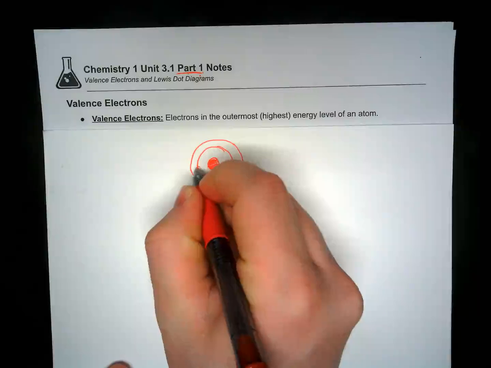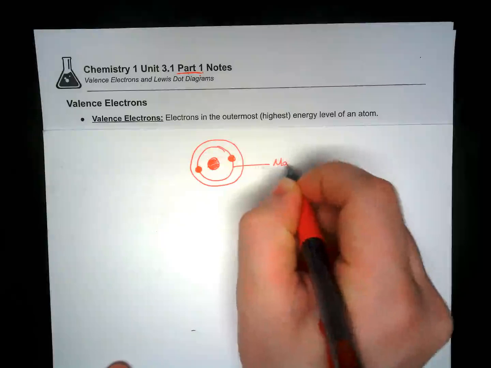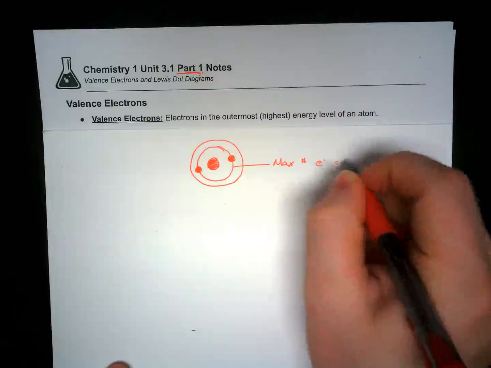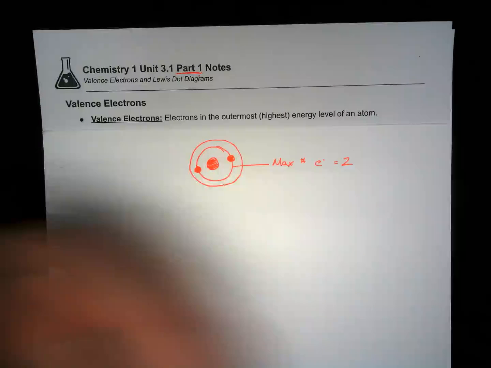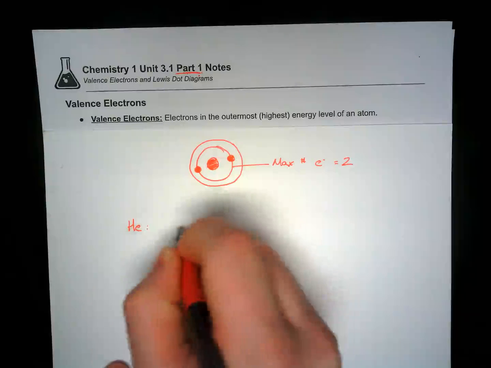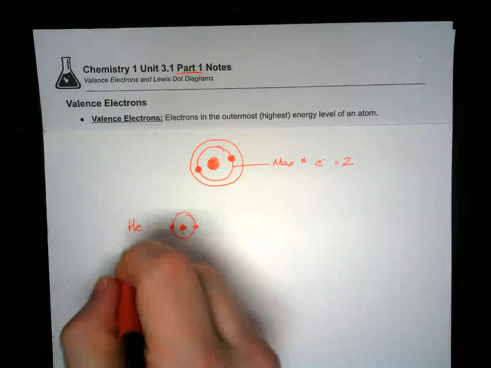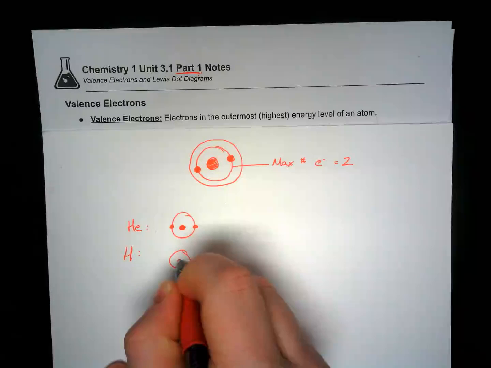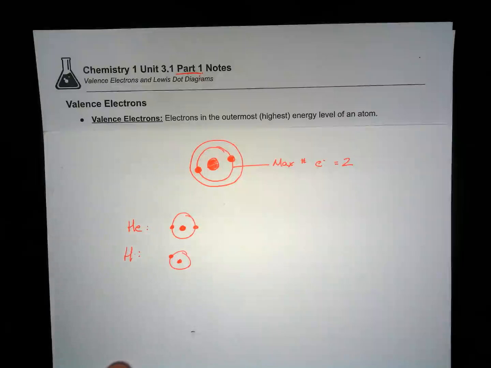Now, real quick, the max number of electrons you can have on the first level is 2. For instance, helium. If you have a helium atom, helium is all ready to go. It's got its outer valence shell all filled out. If you have hydrogen, hydrogen just has the 1 electron out there. So sometimes it'd be nice for it to either give that up or fill it out. It depends upon the reaction.